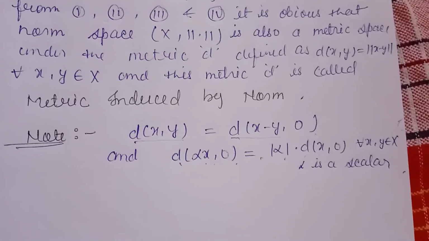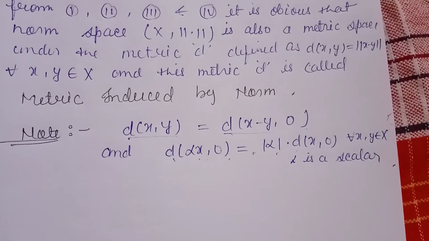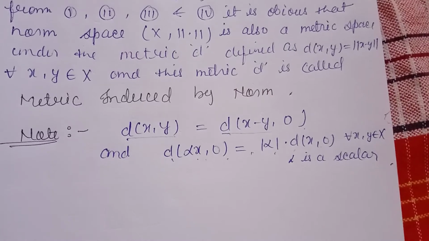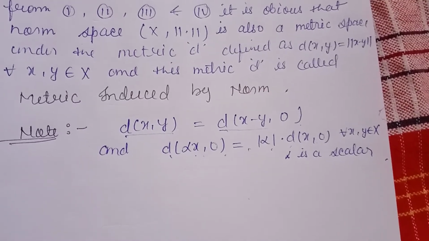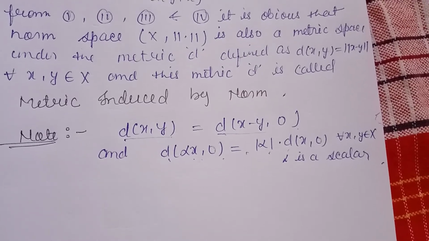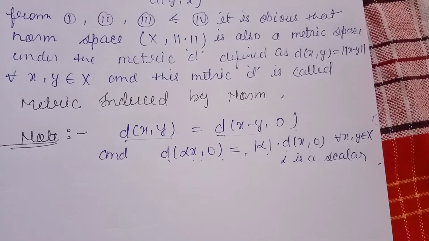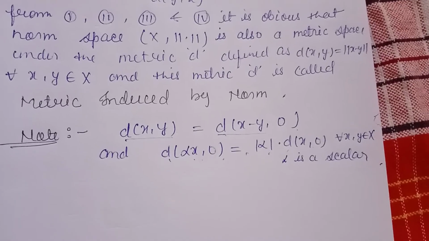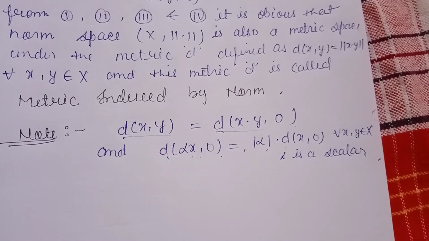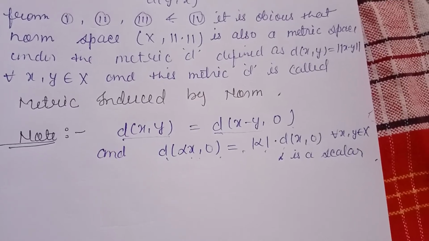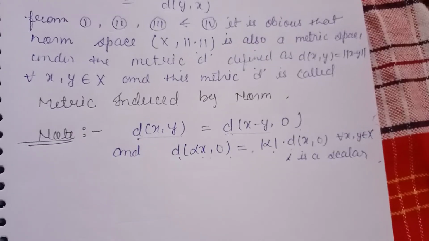And a norm space is also a metric space under a certain metric d. Therefore all concepts and results of metric space hold in norm space. A norm space also forms a metric space, therefore all the conditions of a metric space will also be satisfied in the norm space.